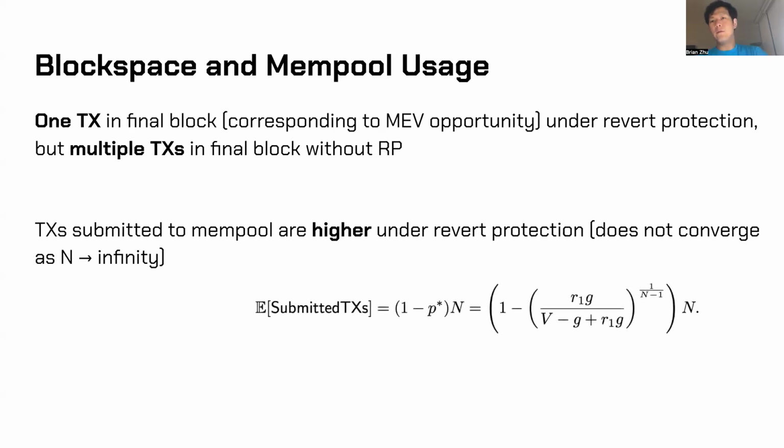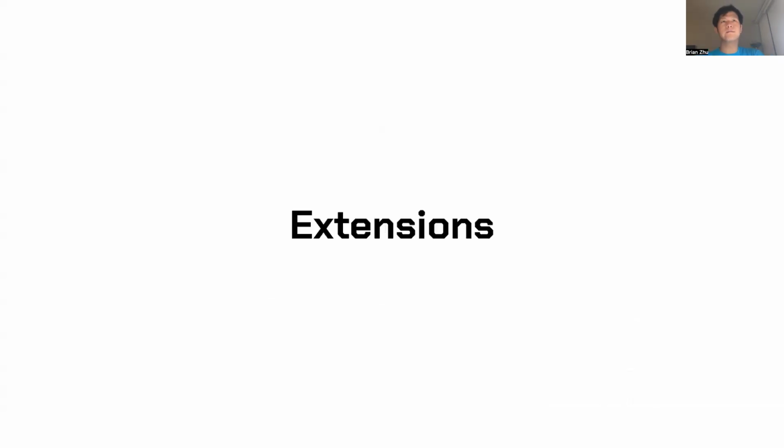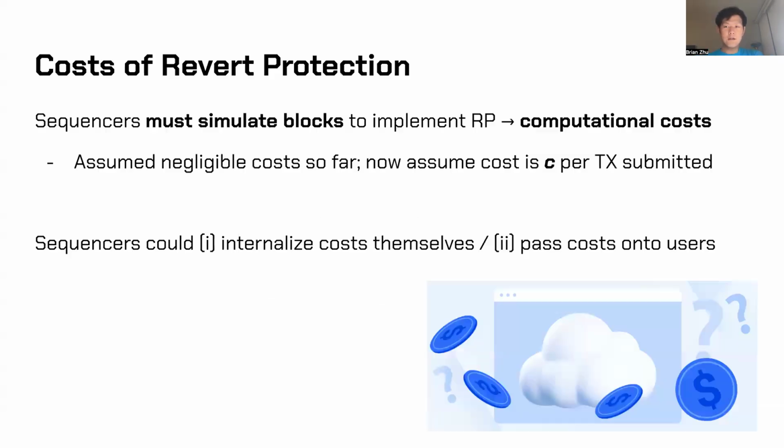And one more potentially harmful result is that this does not converge as n goes to infinity. So from here, we basically see that the two main concerns that the sequencer must take into account when implementing revert protection are first spam from the mempool, and second, the computational cost of simulating all these transactions themselves.